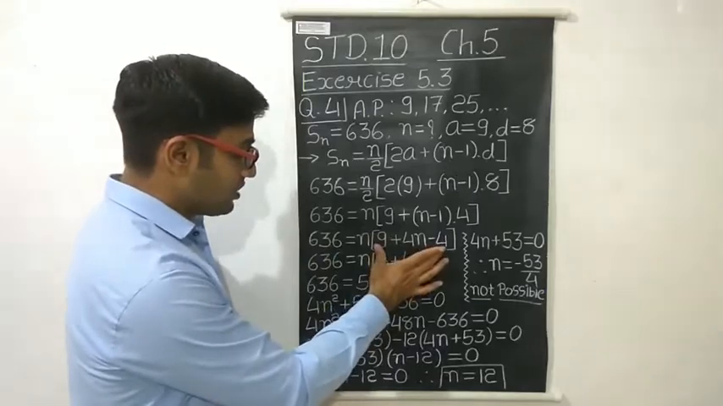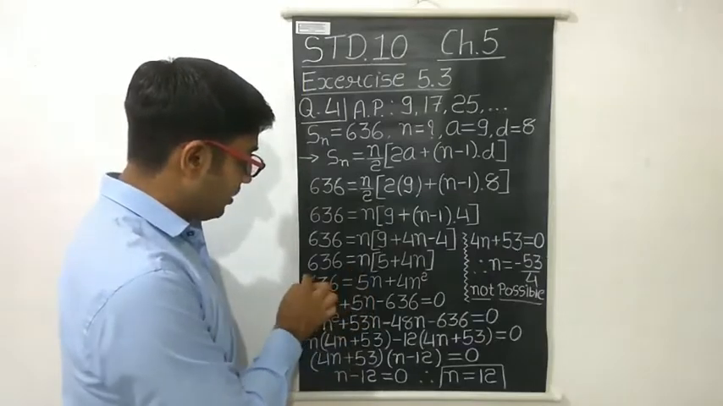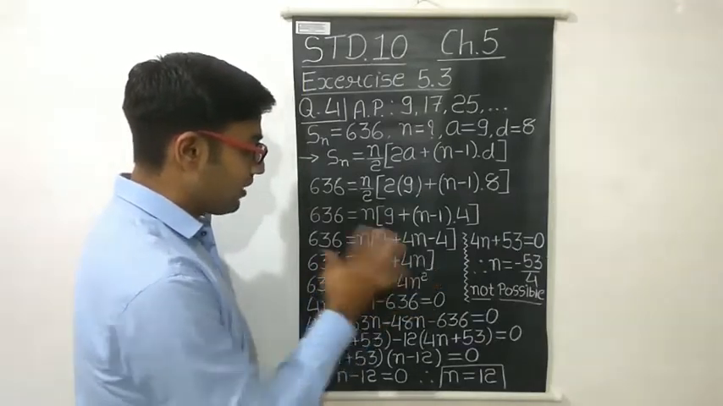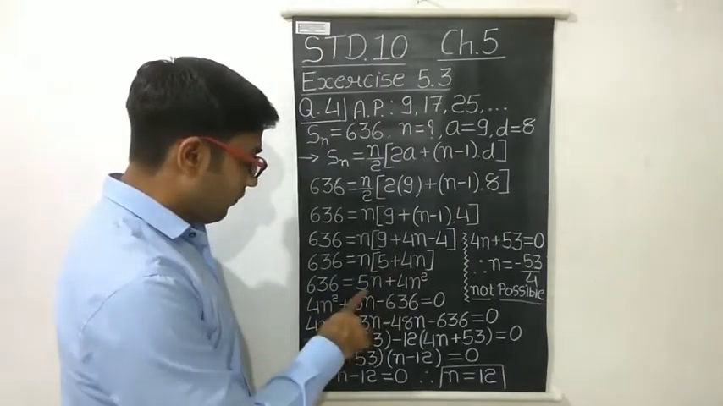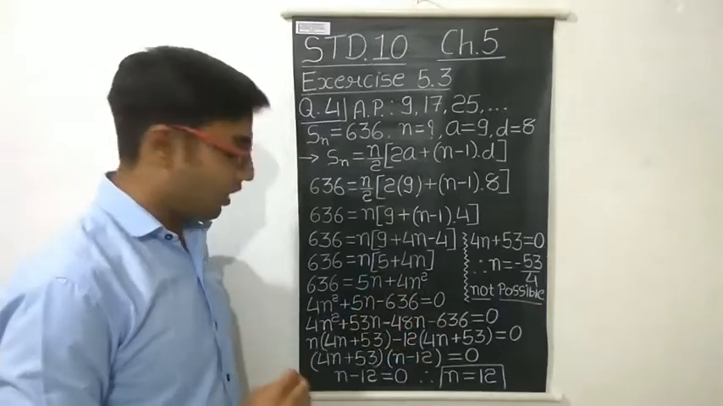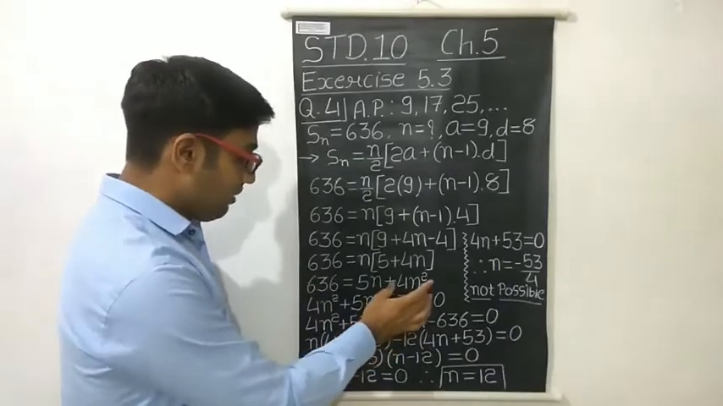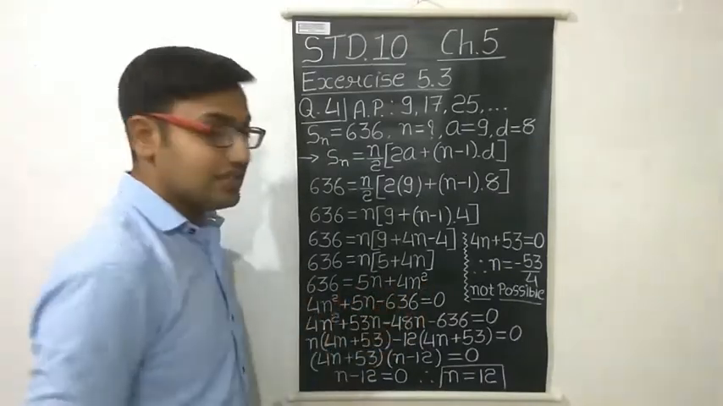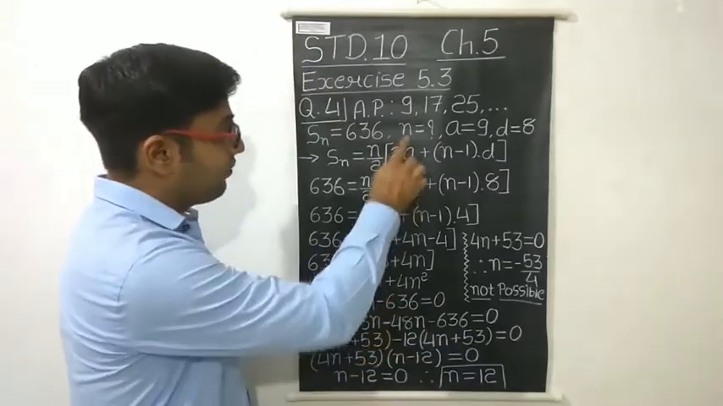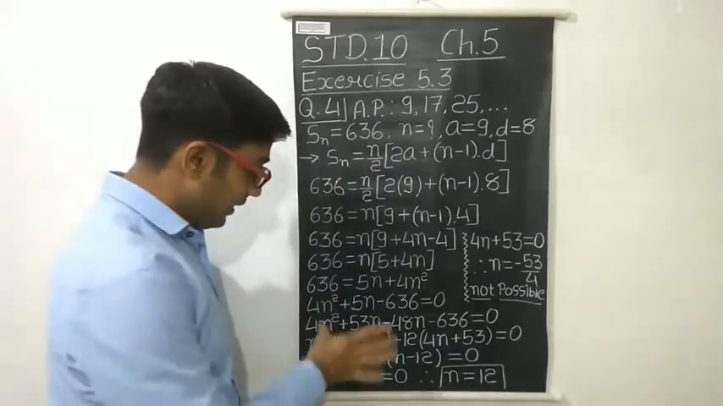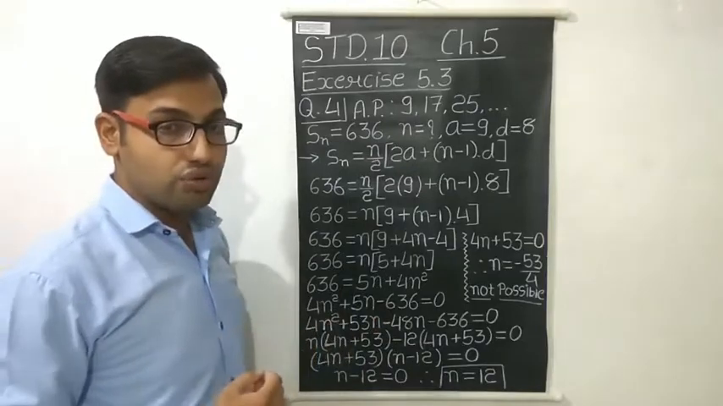Now the simplification of both these terms is 9 minus 4 is 5. 4n will remain as it is. So here we will get 636 is equal to n in the bracket 5 plus 4n. Now multiply this n in the bracket, we will get 5n plus 4n square. Now take this 636 to the right hand side, we will get 4n square plus 5n minus 636 is equal to 0. Now what do we have to find? We have to find the value of n, and here we get a quadratic equation. So here we will get two values of n.